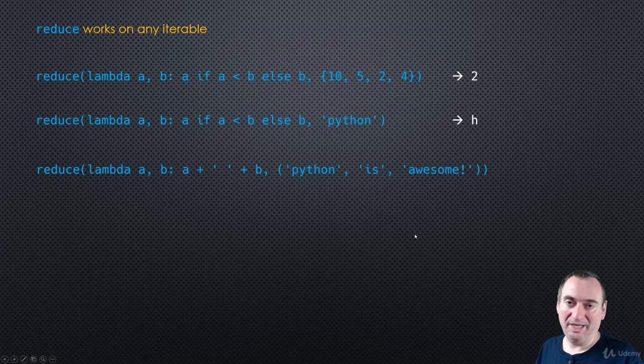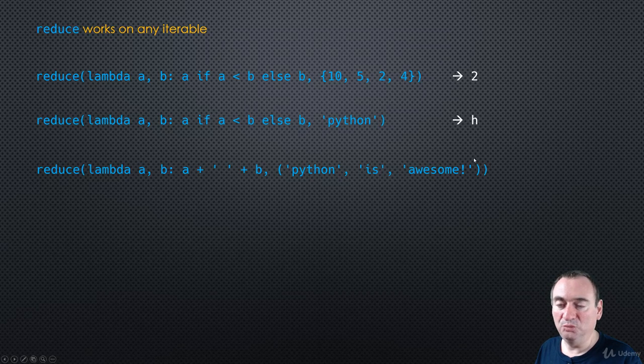We can also do something like this. This is kind of a little different, and it's still a reducing function. But what is it doing? Let's take a look. Our lambda here is saying A plus a space plus B. So we're doing string concatenation here, and that's why I'm passing in strings.